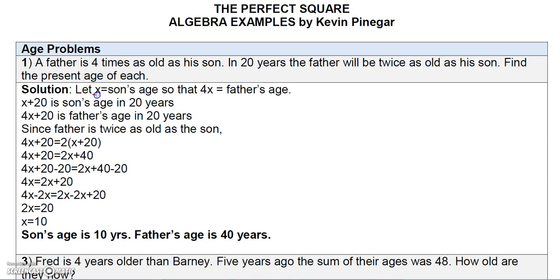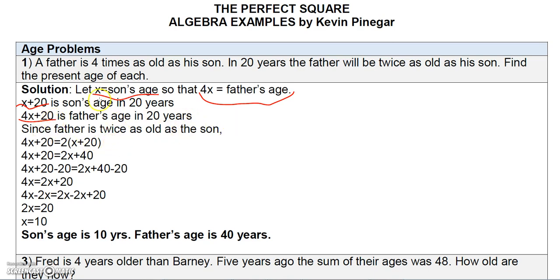So I'm going to let X be the son's age, and since it says the father is 4 times the son's age now, then 4X is going to be the father's age. So X is the son's age now, and 4X is the father's age now. So in 20 years, we would add 20 to get the son's age in 20 years. So the son's age in 20 years is X plus 20, and the father's age in 20 years would then be 4X plus 20.